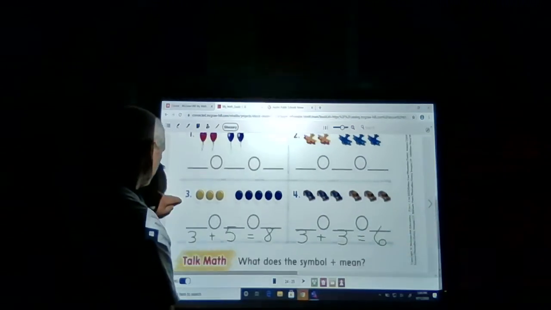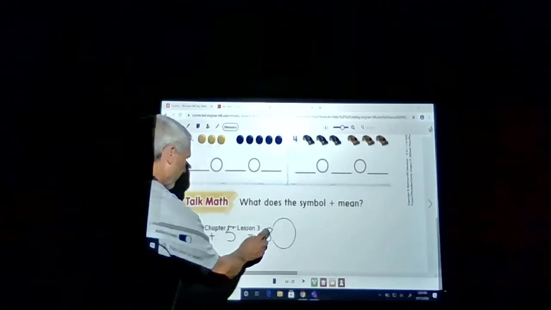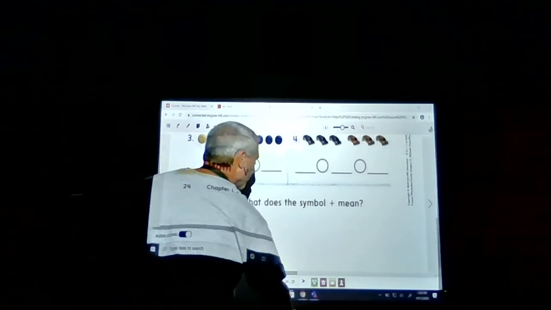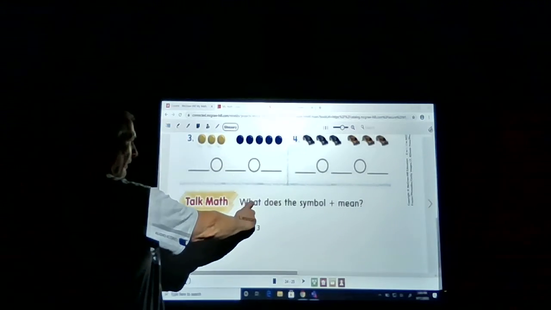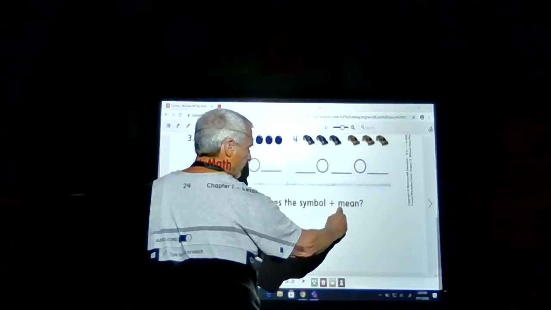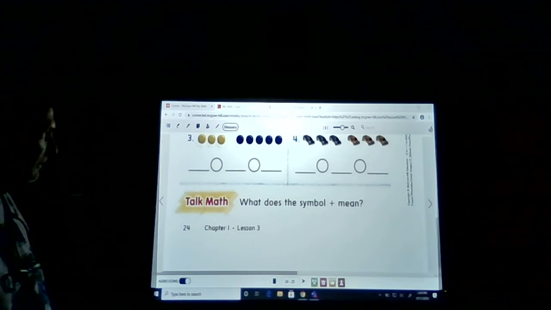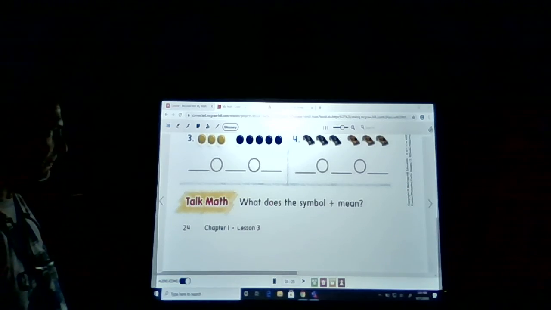All right. Erase this. My number sentences, there were two of them. We wrote four. What does the symbol, straight down and across, mean? What does that mean? Tell your home helper what that means.